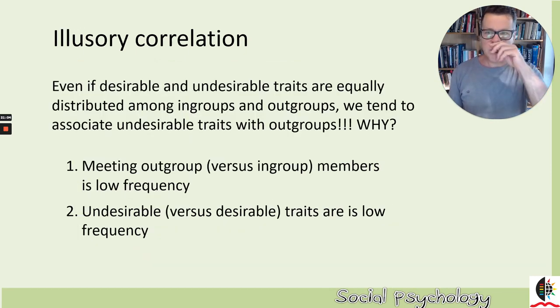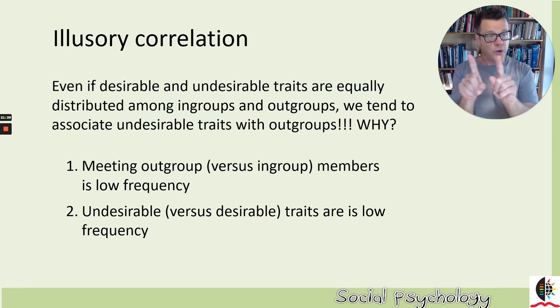And so how this applies now to the illusory correlation and to prejudice generally: undesirable traits are low frequency traits. People don't do things like picking their nose in public. It's undesirable. Associating with members of outgroups is low frequency. So if we meet an outgroup member who's evidencing an undesirable trait, we tend to associate these two low frequency events, and we tend to associate undesirable traits with outsiders.